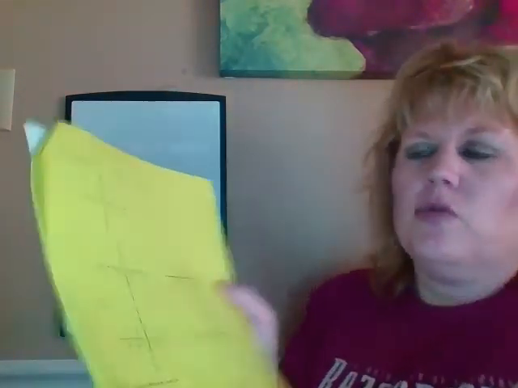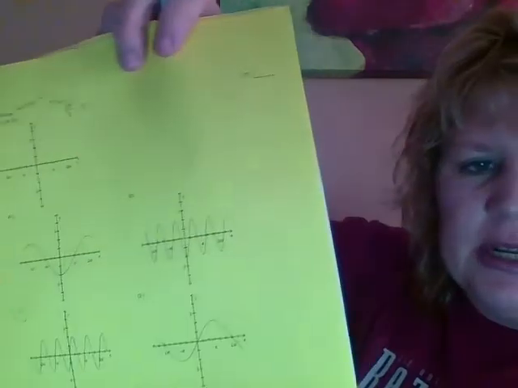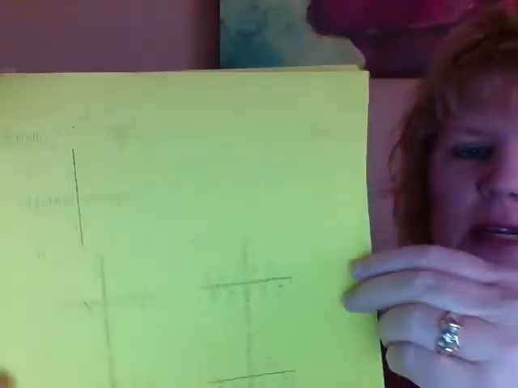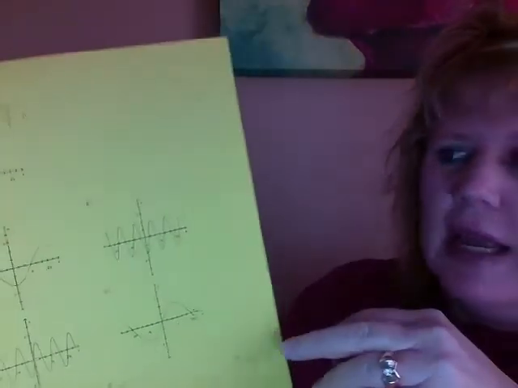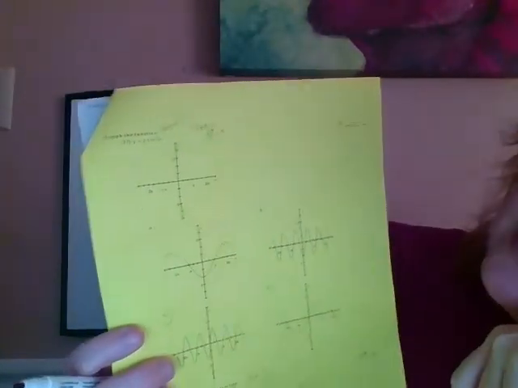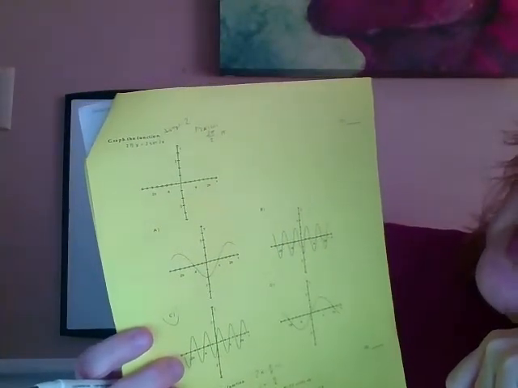27 asks us to graph this function. I'll show this to you here. I'm trying to get it where you can see it. There we go. And the function is y equals 2 times the sine of 2x.